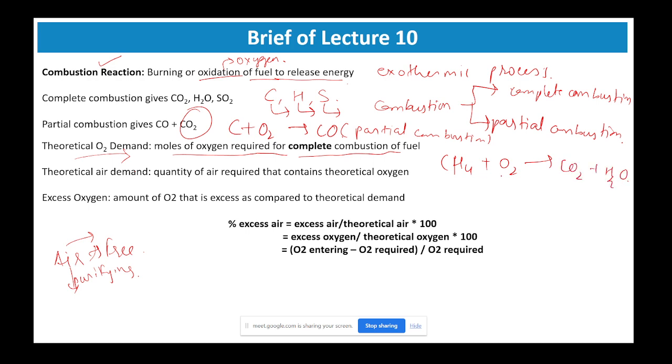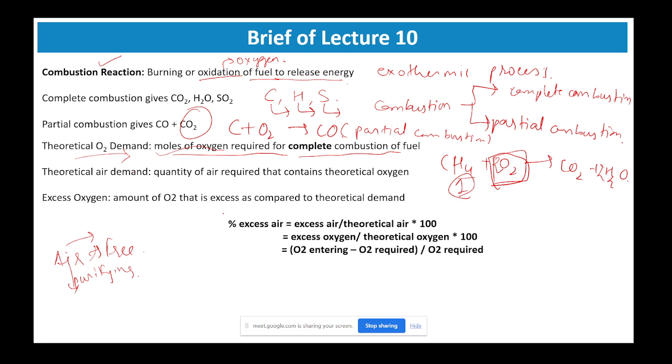Now if you balance the reaction, H is 4, carbon is 1, so this will be 2, and C is 1, so the 2 plus 2, so this will be 2. So theoretically I need 2 moles of oxygen for complete combustion of 1 mole of methane. This is what theoretical oxygen demand means, which is moles of oxygen required for complete combustion of fuel.